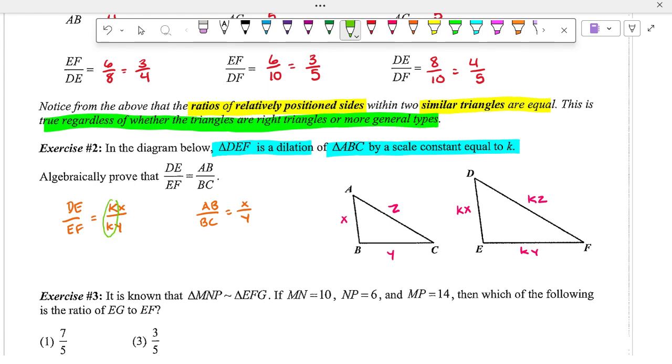Right, they're both multiplied by K, so what can I do if you have K over K? It cancels out, it becomes what? 1. So what happens is that Kx over Ky is equal to X over Y, because these cancel out, meaning you would get X over Y is equal to X over Y. All right, so that's how you would show that they're equal to each other.